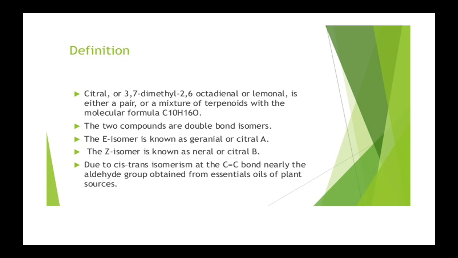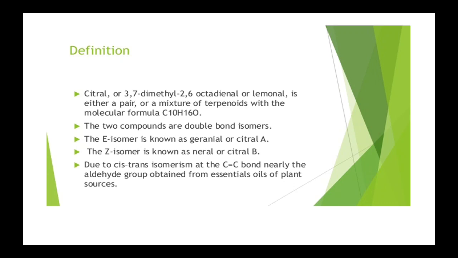It is either a pair or a mixture of terpenoids with the molecular formula C10H16O. The two compounds are double bond isomers, so only then does it belong to the terpenoids. The E isomer is known as geranial or citral A, and the Z isomer is known as neral or citral B. So here we have to classify it into two types: citral A and citral B.